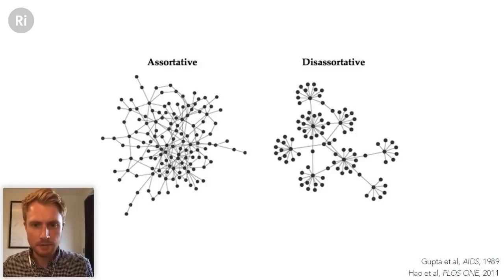This is work by Sunetra Gupta in the 80s, showing that if you have an associative network, so this is a network where essentially highly connected people are more likely to be connected to other highly connected people. Popular people hang out with popular people, essentially, in the network. In an associative network, the dynamics of an outbreak you'd often expect is one that would spread very quickly through these highly connected clusters, but wouldn't reach, or be less likely to reach, the wider network.